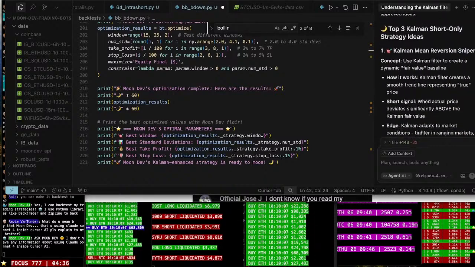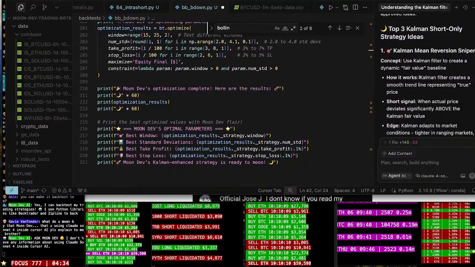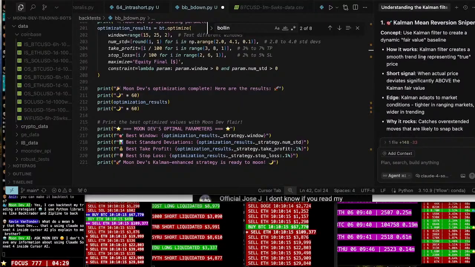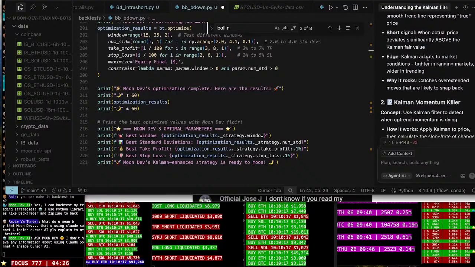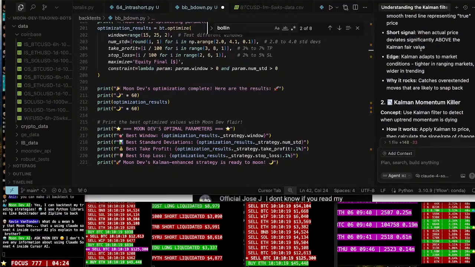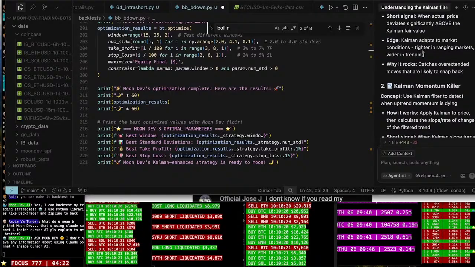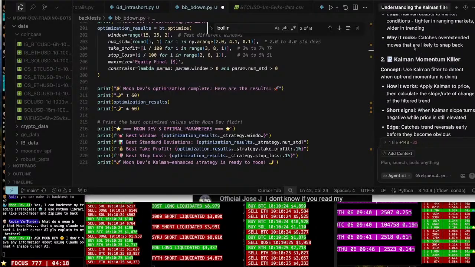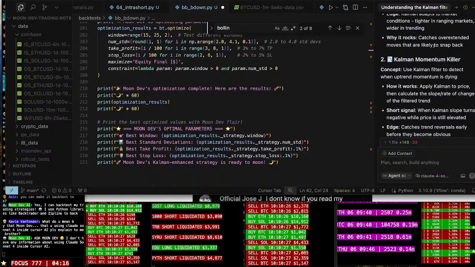Kalman mean reversion sniper. Kalman filter to create a dynamic fair baseline. How it works: Kalman creates a smooth trend representing fair value. Short signal when the price deviates significantly above the Kalman fair value. I actually like that. Catches overextended moves that are likely to snap back.